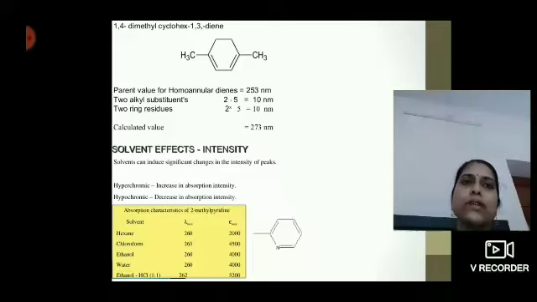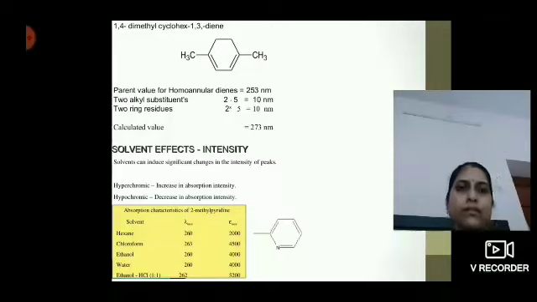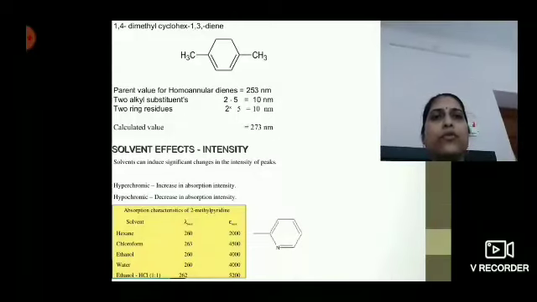So you can calculate the lambda max value by using these parent values and increments, and experimentally the value of lambda max will be more or less near the calculated value. I expect that you will solve another example from your textbooks, and you will be more familiar.